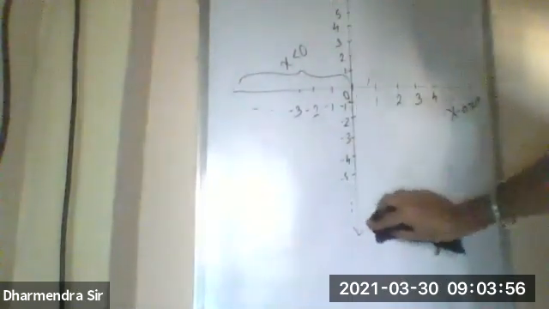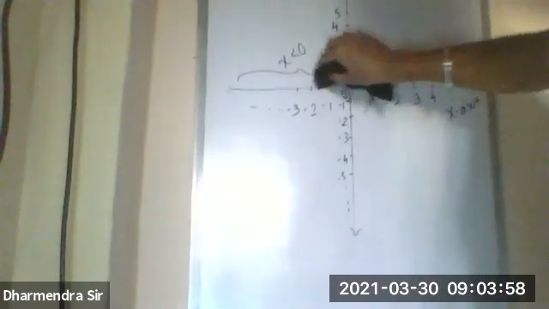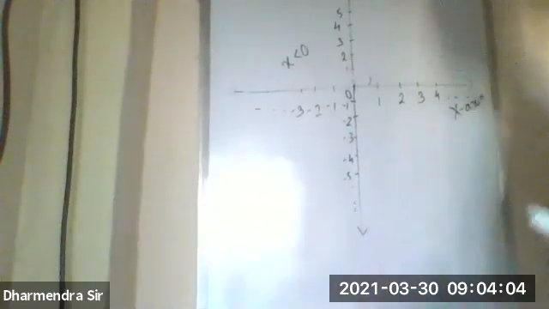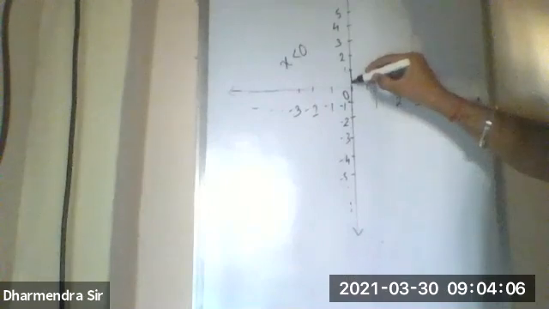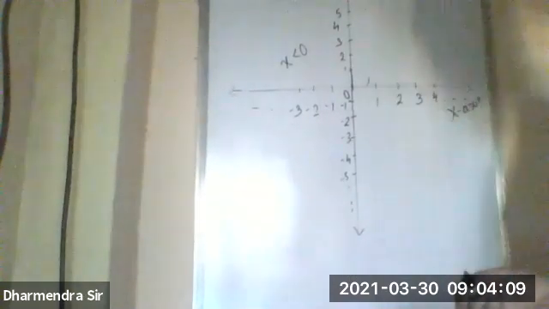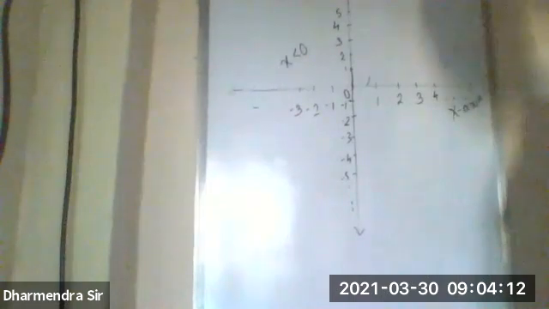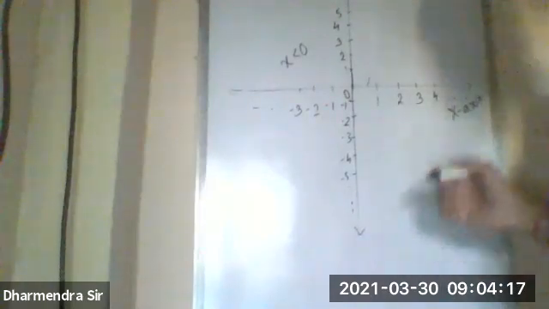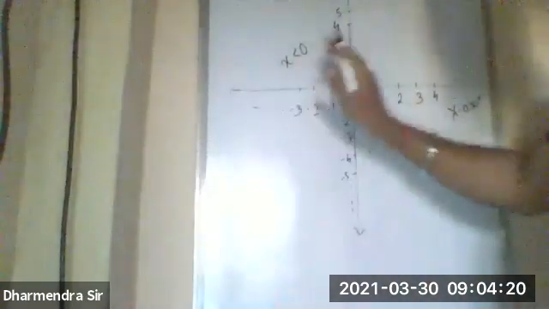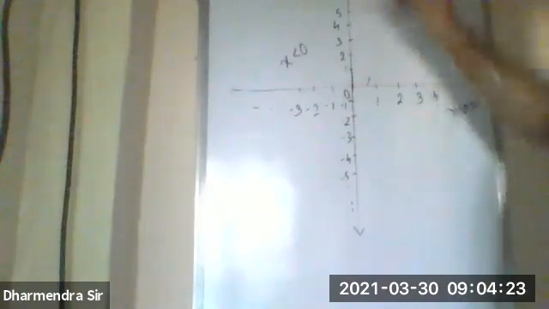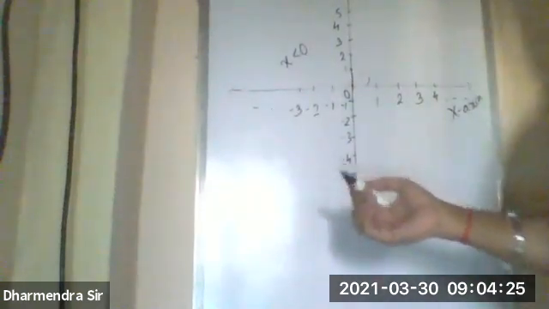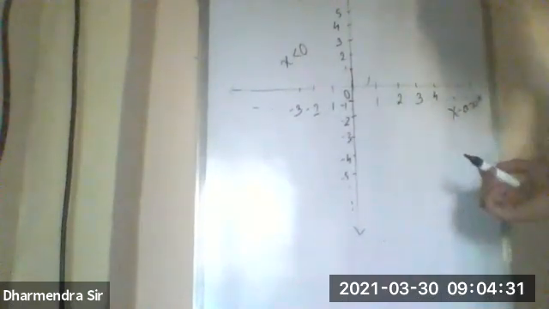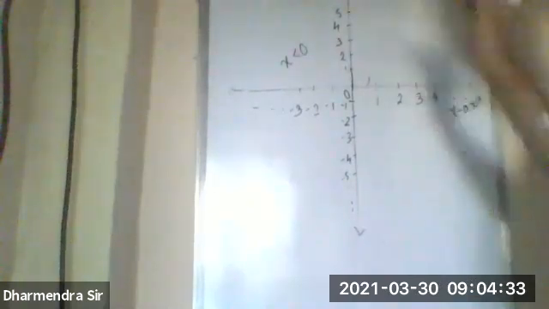Now we will discuss the quadrants and the values. By observation, I would like to tell you that this x-axis and y-axis divide the plane. This is my board, and I can see that this x-axis and y-axis together have divided the plane into 4 parts.